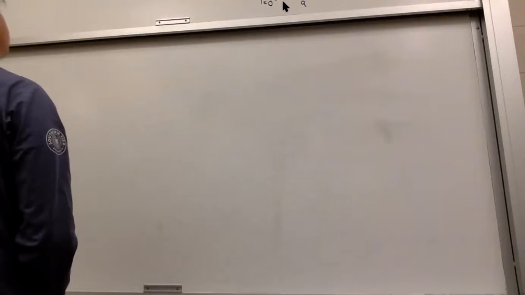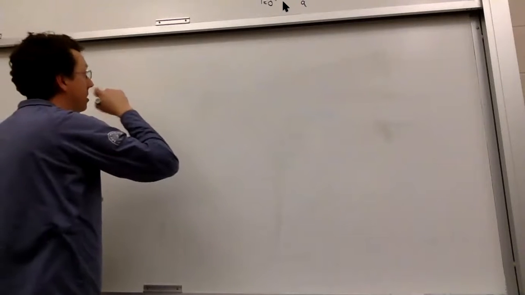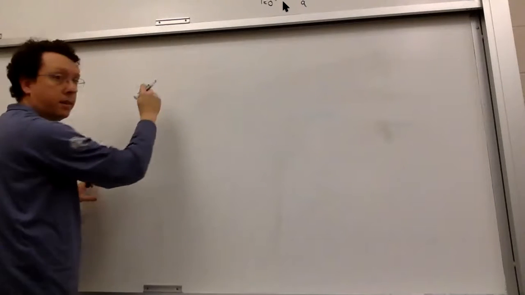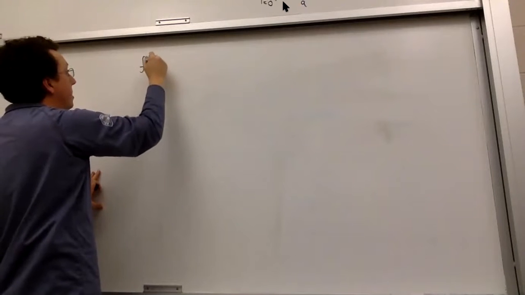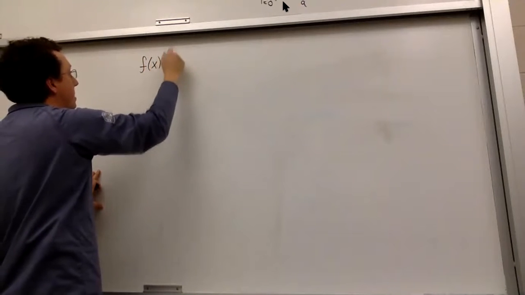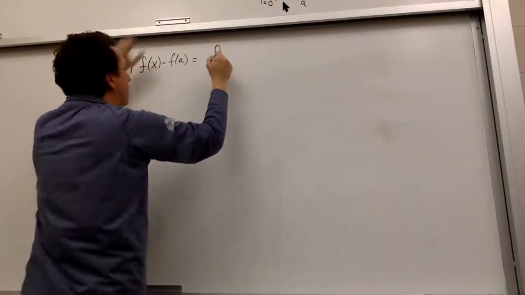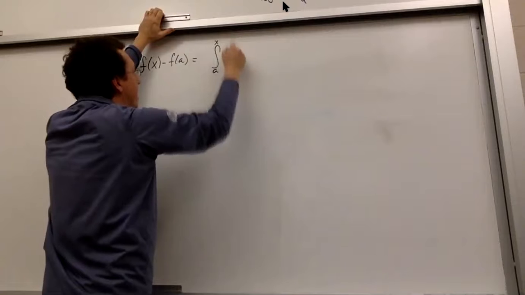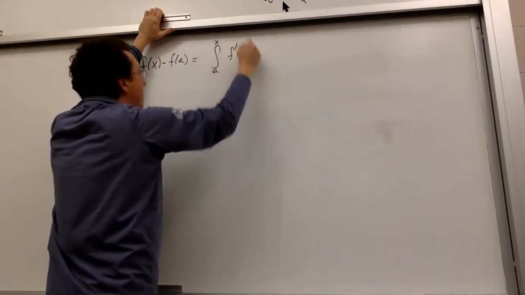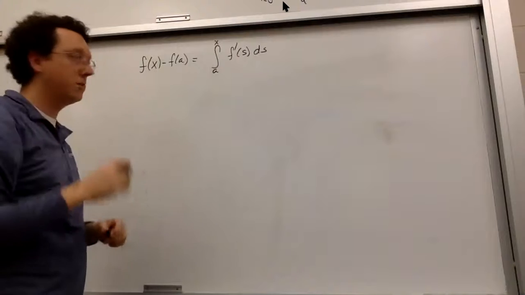To do this, I'm going to start with, I'm going to note that f of x minus f of a equals the integral from a to x of f prime as a function of s ds. That's my first observation.